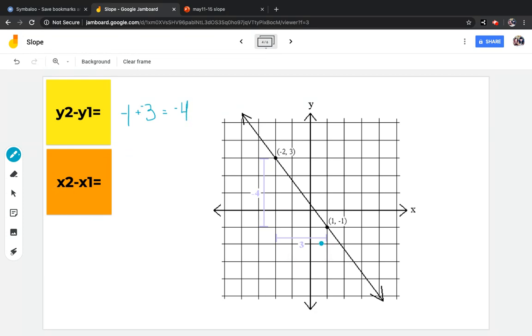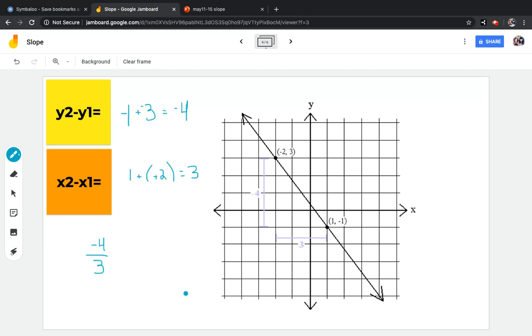And then x2, so 1 minus -2, parentheses around that, equals, well, let's check this out, minus a negative would equal plus a positive, so 3. Okay, now if I put my y over my x, it would be -4 over 3. And I'm just going to keep that fraction improper.